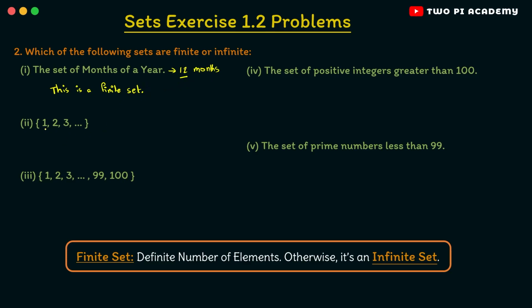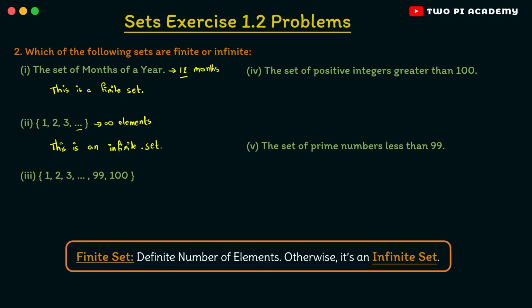Now the second one, we have the set of 1, 2, 3 and so on. Now when we end with this symbol, it means that the similar pattern continues and so on until infinity. So how many elements will be in this? Infinite elements. So if it has infinite elements, is it a definite number? No, right? It is not a definite number. So therefore this is an infinite set.